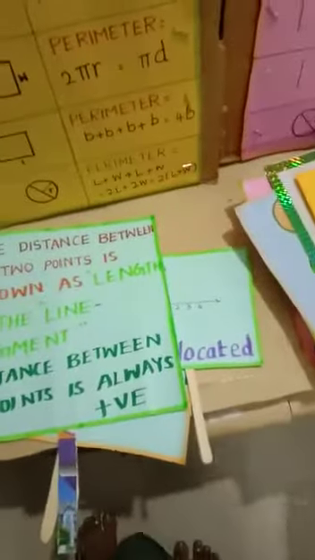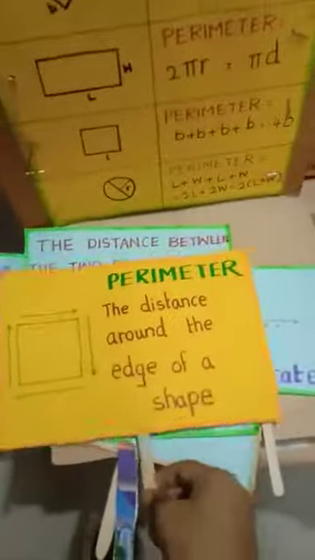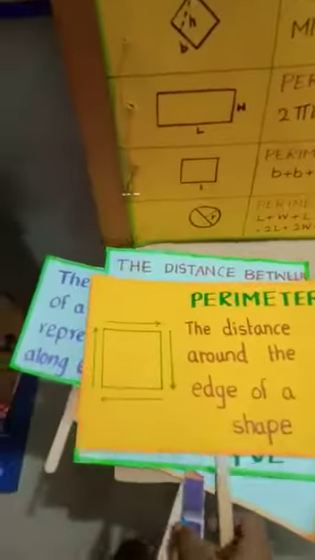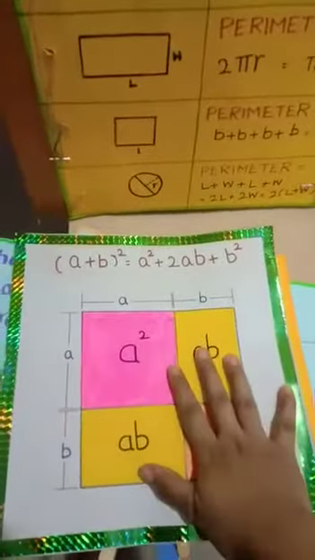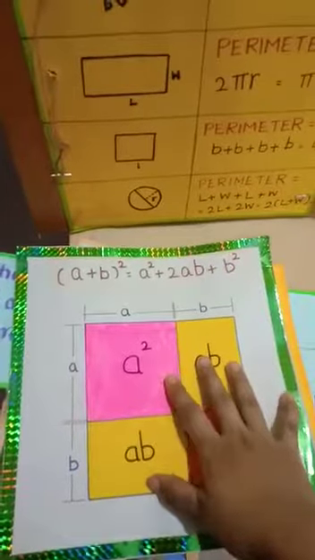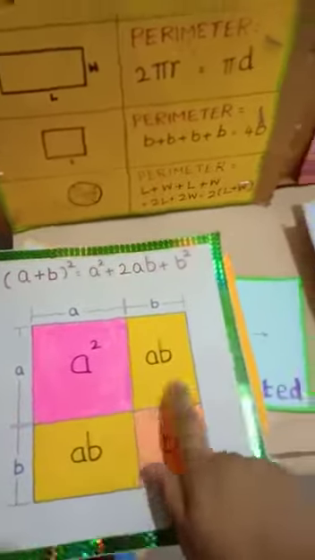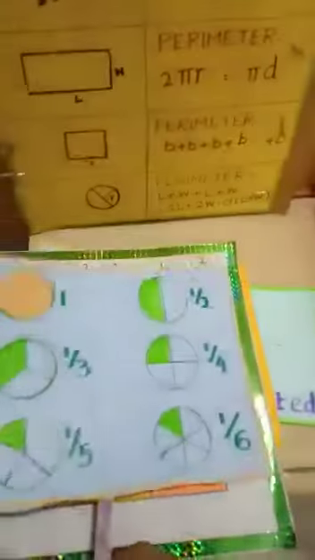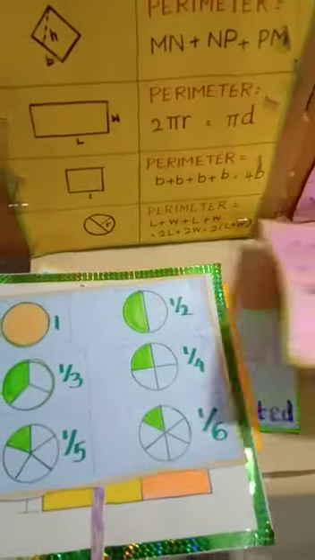Wait, I have flashcards. These are some of the flashcards for coordinate geometry. These 3 flashcards have this. See, perimeter is the distance around the edge of the shape, and this one is a plus b whole square. This is just a chart. I have a working model for this, I will show you. This is a fractions chart, and this is parallelogram.